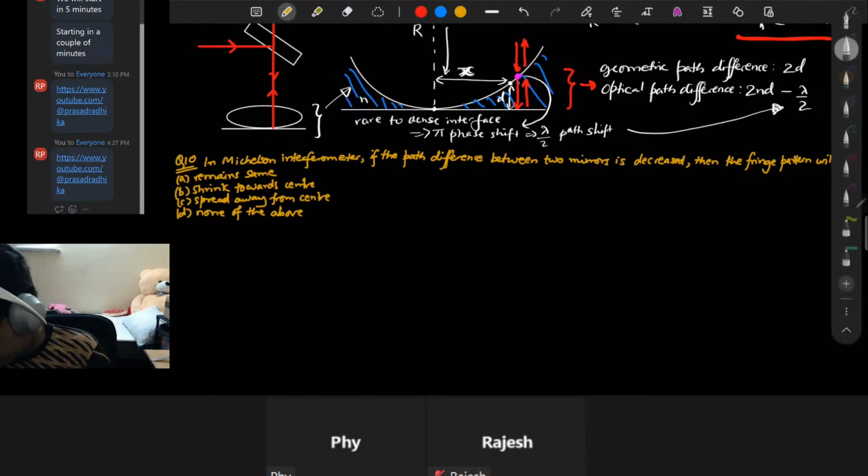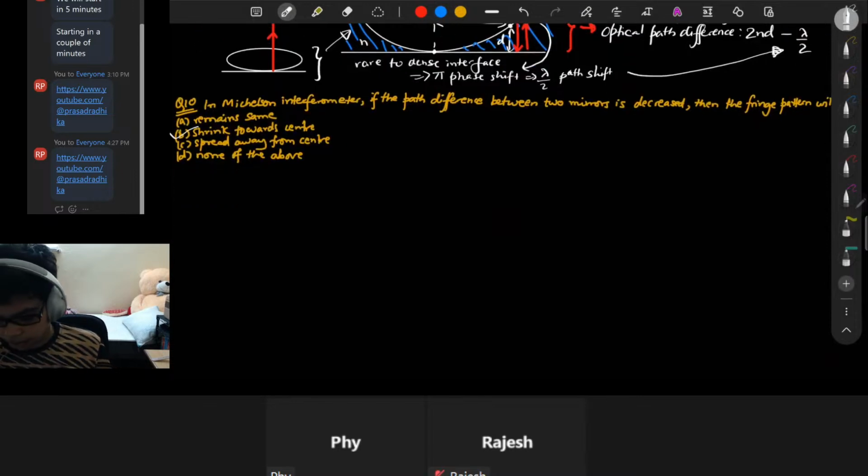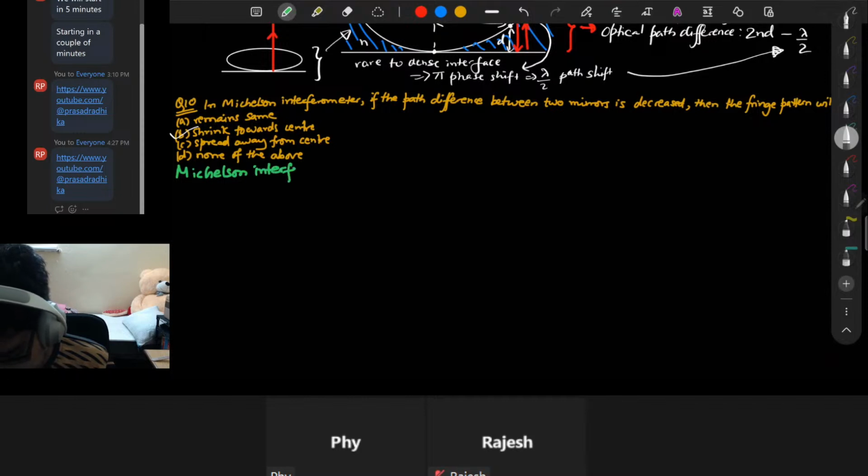So the correct answer is option B, shrink towards the center. If you decrease the path difference between the two mirrors, then fringes collapse towards the center. And when the path difference between the two mirrors is 0, then you see complete darkness. So let us discuss Michelson interferometer. It is based on the concept of division of amplitude.